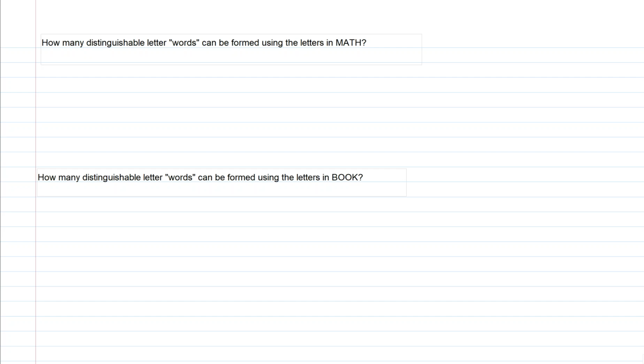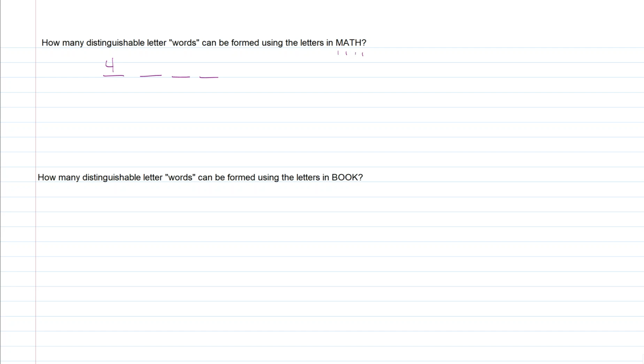How many distinguishable letter words can be formed using the letters in math? So we have four different letters here, four distinct letters, M, A, T, and H. And we want to be able to form distinct words. Okay, so if you think about it, I've got four spots, and for that first letter, I have four choices.